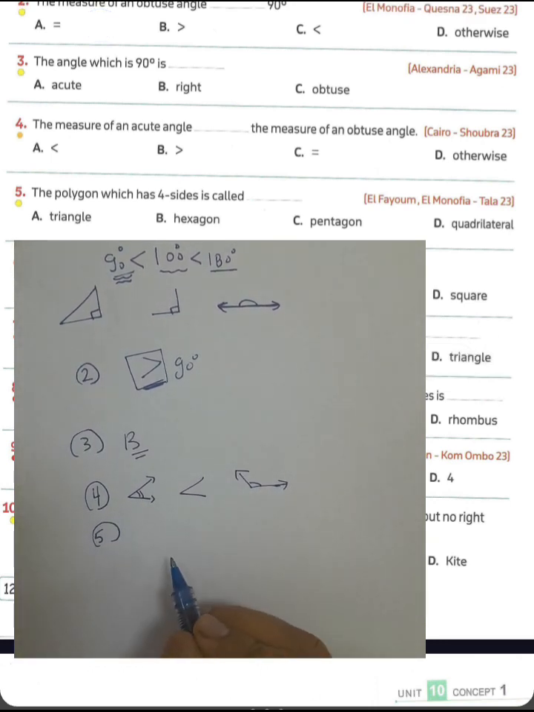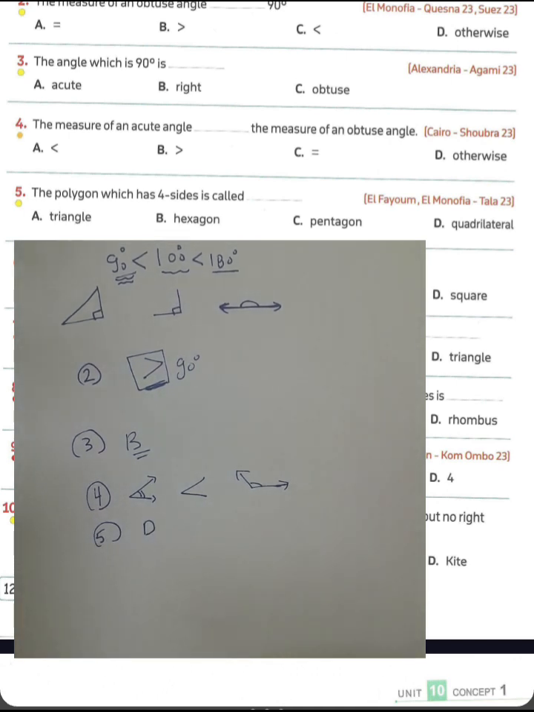Question number 5: the polygon which has 4 sides, we call it what? Quadrilateral. The polygon which has 4 sides we call a quadrilateral. Choose letter D. Such as square, rectangle, parallelogram. Then the polygon which has 4 sides is called a quadrilateral. Question 5, choose letter D.